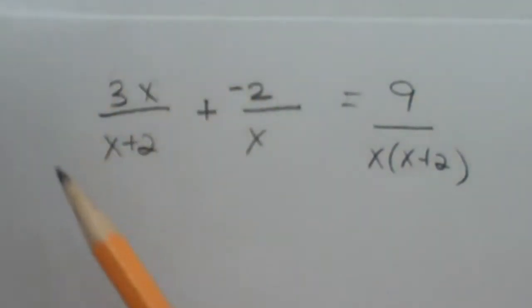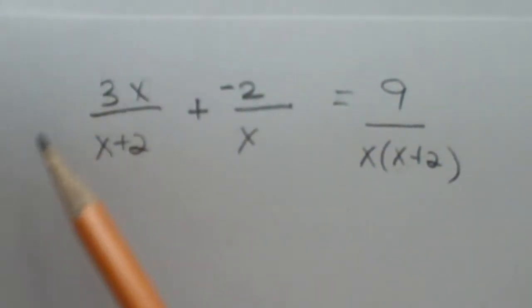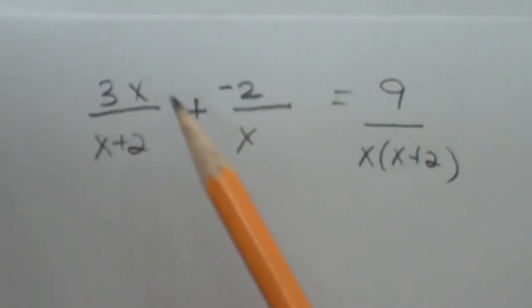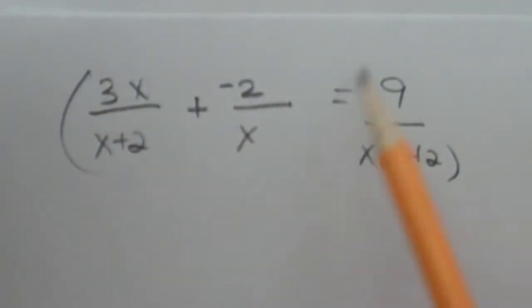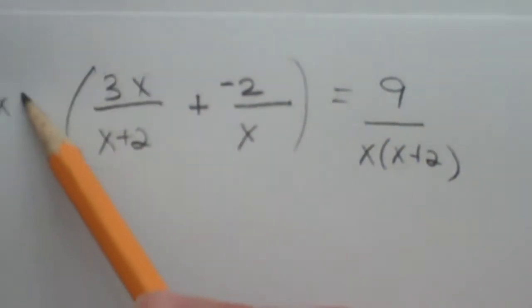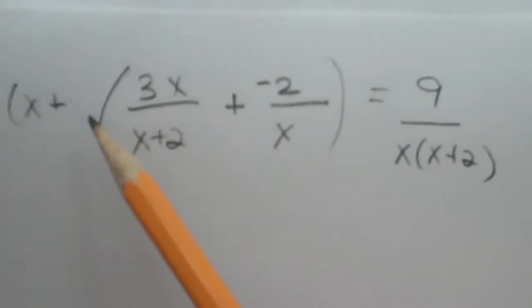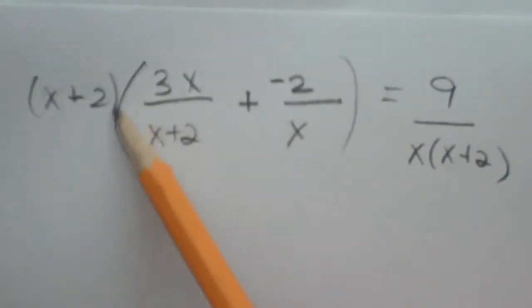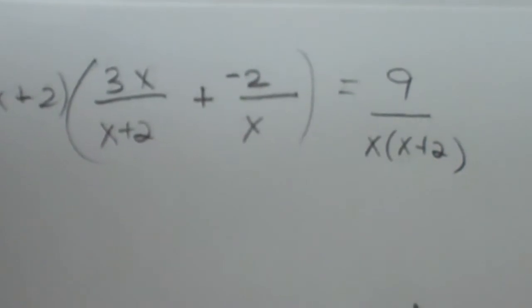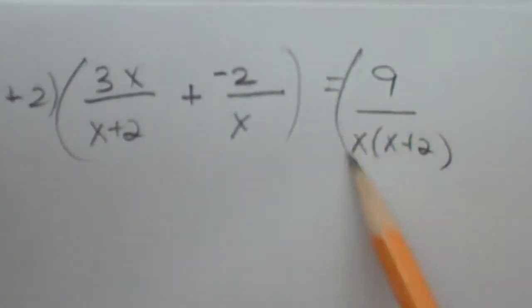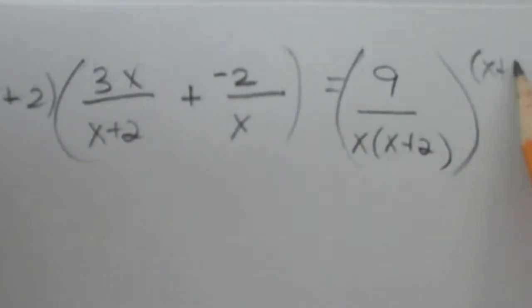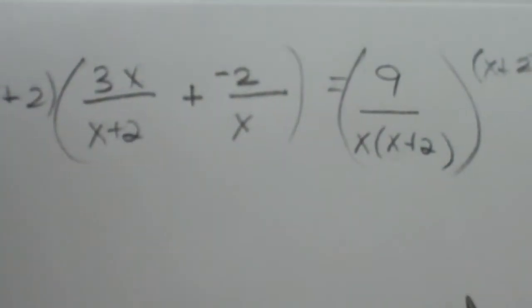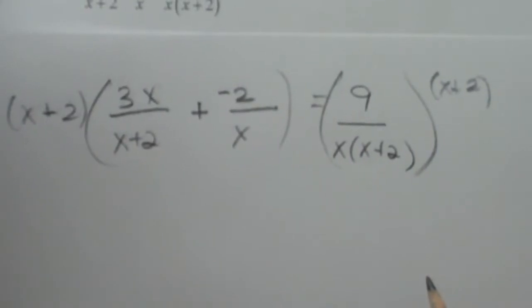Now let's use clearing the fraction to remove all the fractions here. To clear this fraction, I'm going to multiply everything by x plus 2. So on both sides, I'm going to multiply by the quantity x plus 2, on the left side, and also on the right side, x plus 2. Good.